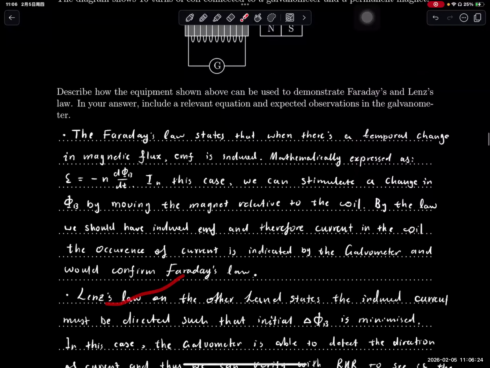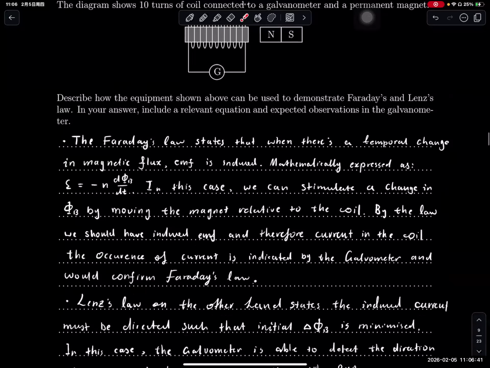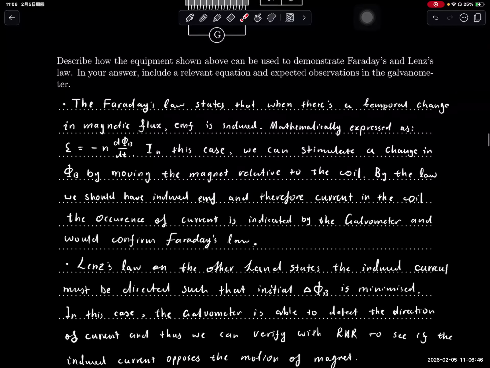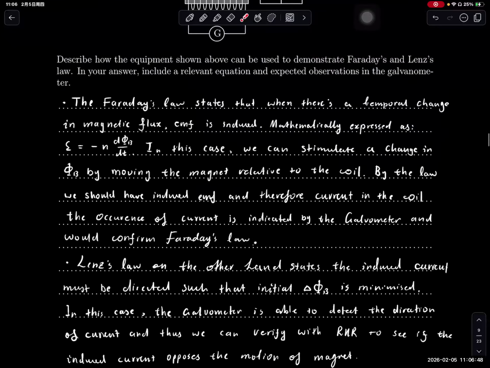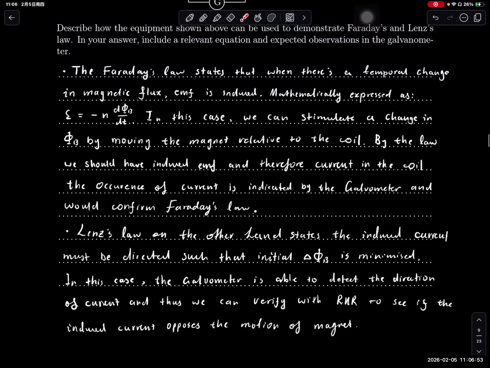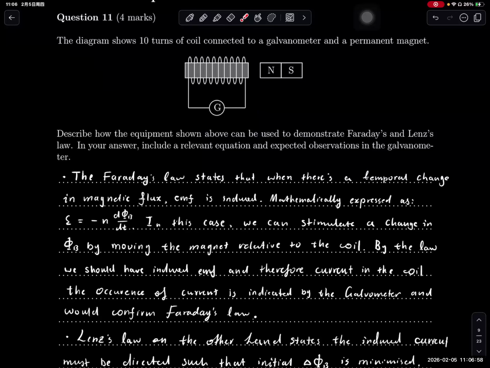In terms of Lenz's law, again, start with the definition, and the fact that you have to induce a current, which must be directed such that the initial change in flux is minimized. In this case, the galvanometer is able to detect the direction of the current by looking at the direction of the tip of the needle. So the galvanometer is able to verify whether Lenz's law is true just by looking at the current direction, whether it counteracts the initial change or not. So this experiment is able to confirm both laws.